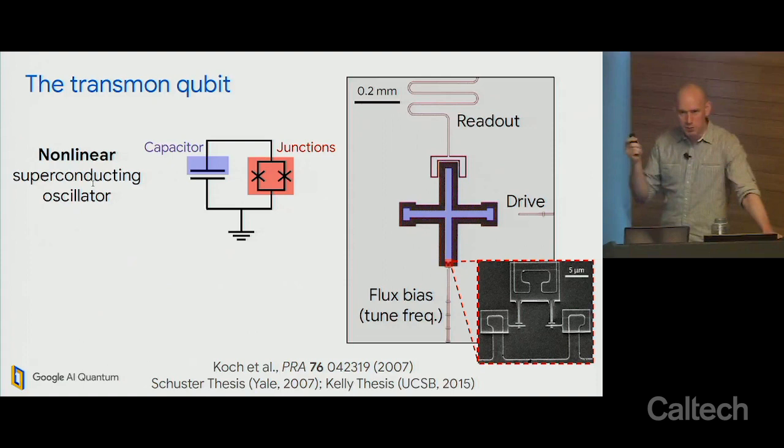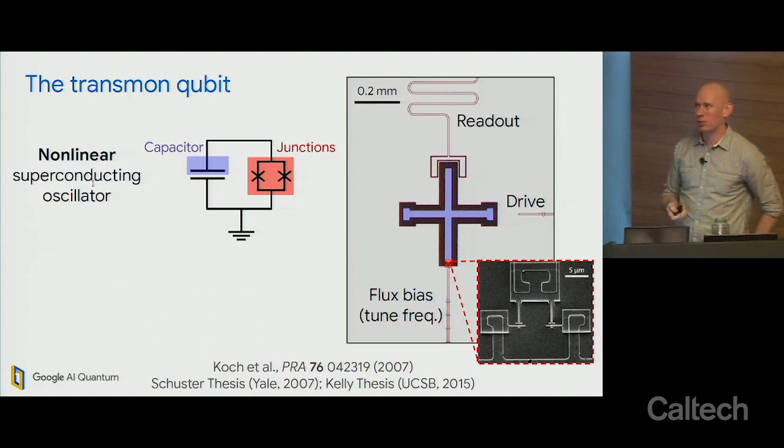Now, we use transmon qubits. This is an example of a superconducting qubit. And of course, there's a vast zoology of superconducting qubits that you may be familiar with, composed of different combinations of capacitors and junctions and linear inductors. But I'm going to focus on the transmon today because it's the one that we're using in the Sycamore device, and it's also one of the most elegant and widespread superconducting qubits.